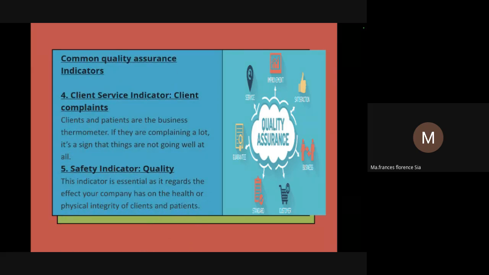The fourth one is the client service indicator, so client complaints. Clients and patients are the business thermometer. If they are complaining a lot, it is a sign that things are not going well at all. So here you need to take control of the organization internally, as this is reflected externally.